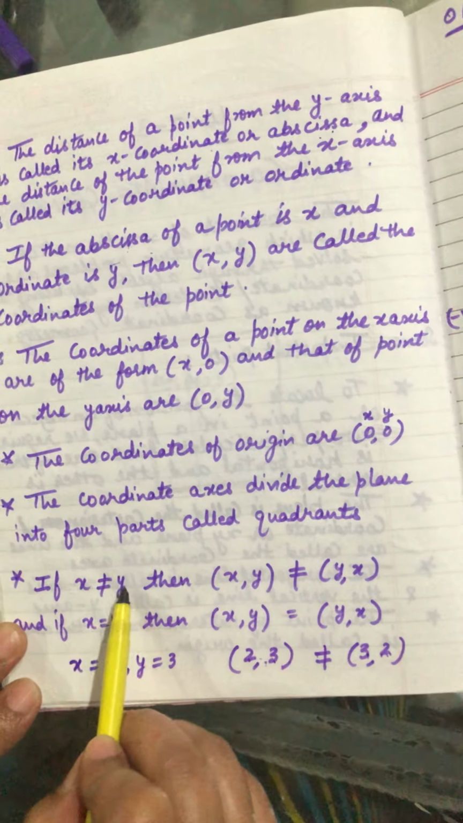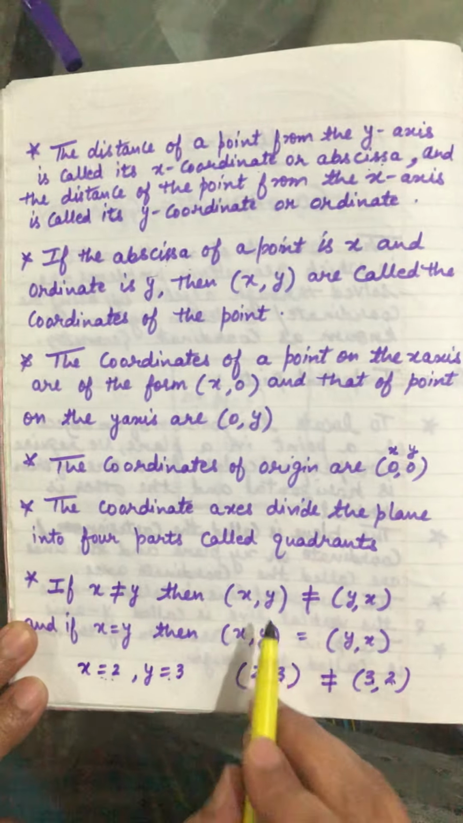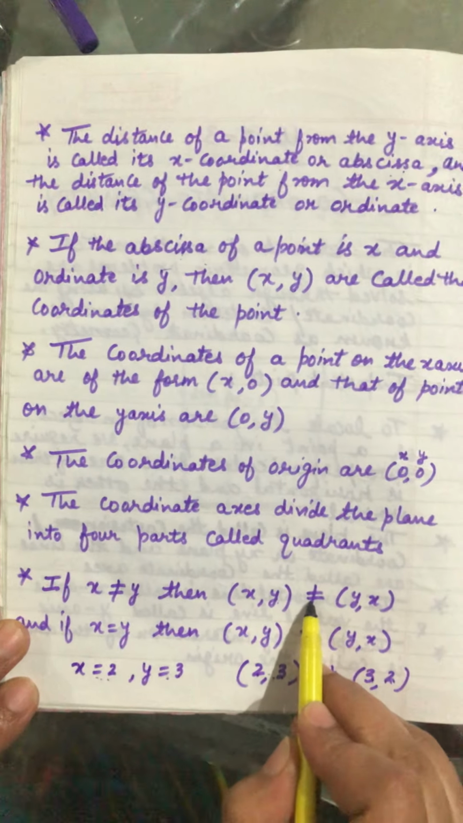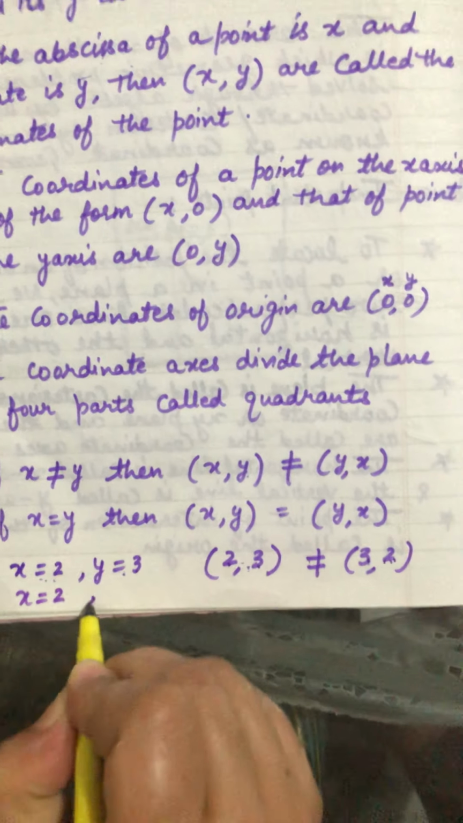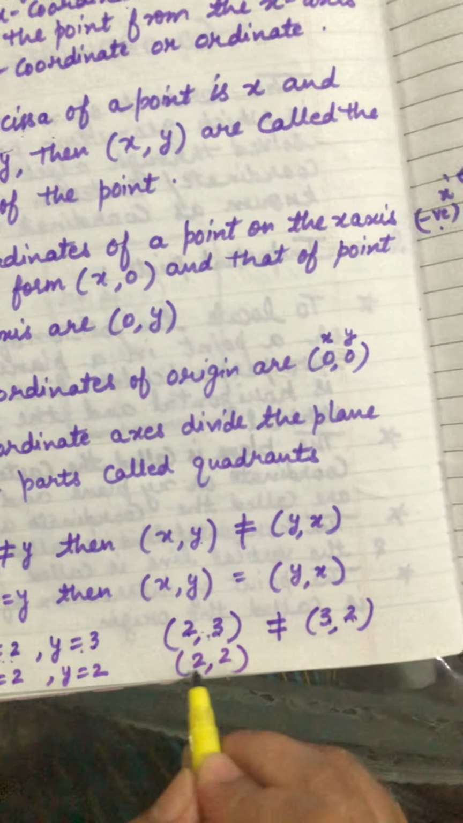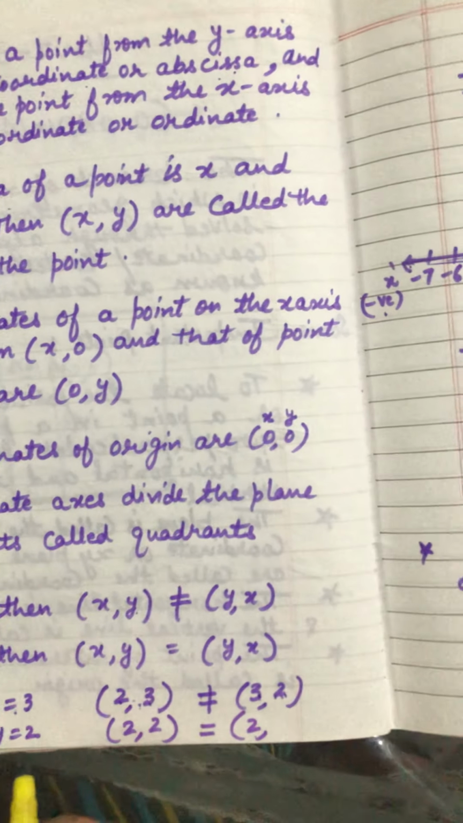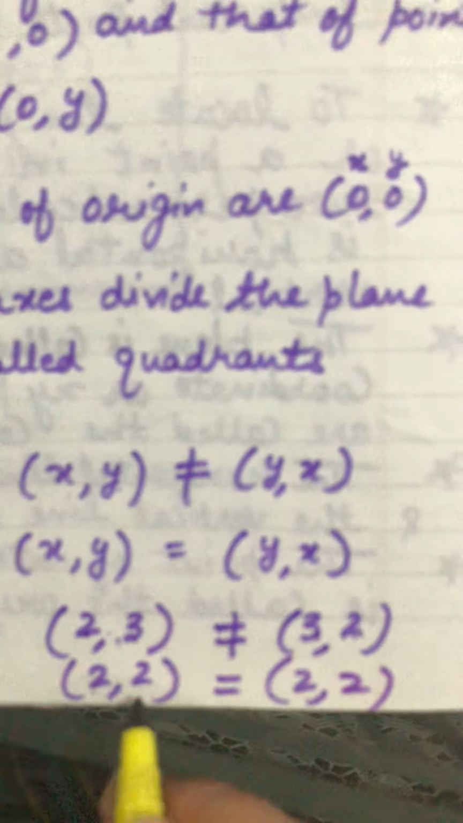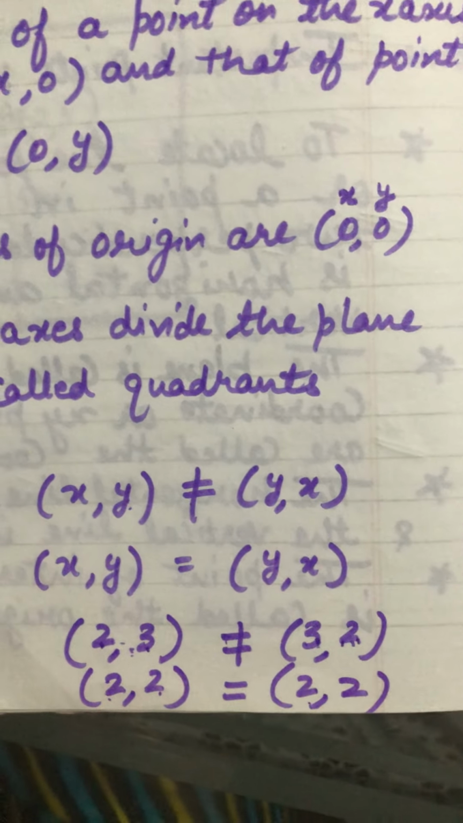So if x is not equal to y, then x comma y will not be equal to y comma x. But if x is 2 and y is 2, then x comma y, meaning 2 comma 2, will always be equal to y comma x, where y is again 2 and x is 2. So 2 comma 2 is always equal to 2 comma 2. So this is a very important concept.